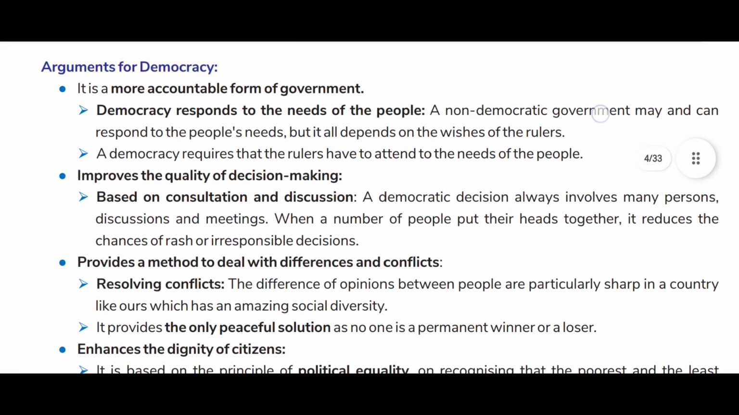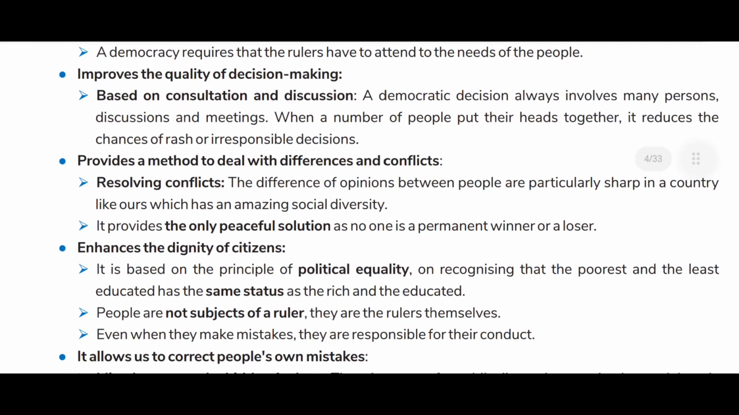Arguments for democracy. It is a more accountable form of government. Democracy responds to the needs of the people. A non-democratic government may respond to the people's needs, but it all depends on the wishes of the rulers. A democracy requires that rulers have to attend to the needs of the people. It improves the quality of decision making. Based on consultation and discussion, a democratic decision always involves many persons, discussions and meetings. When a number of people put their heads together, it reduces the chances of rash or irresponsible decisions.